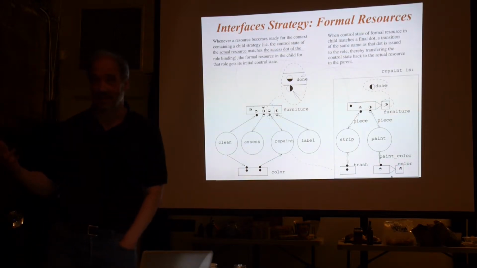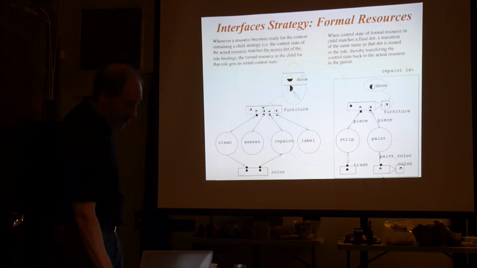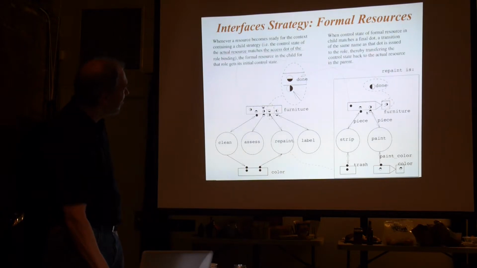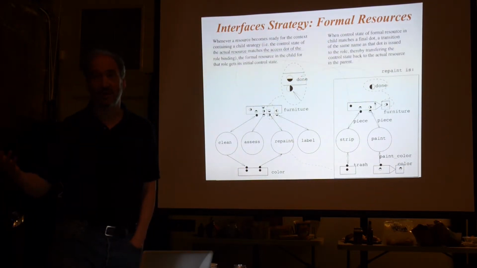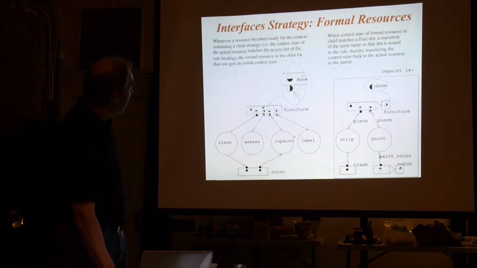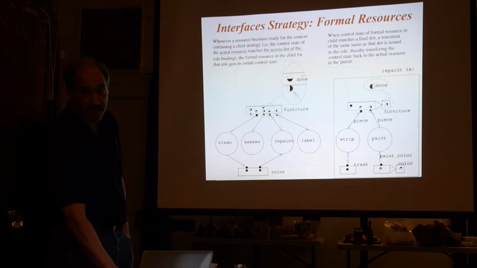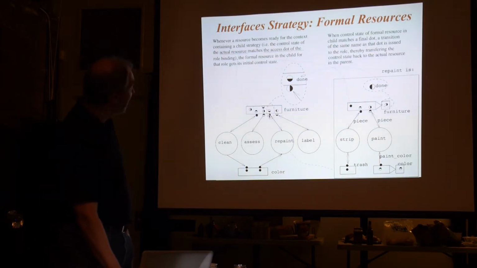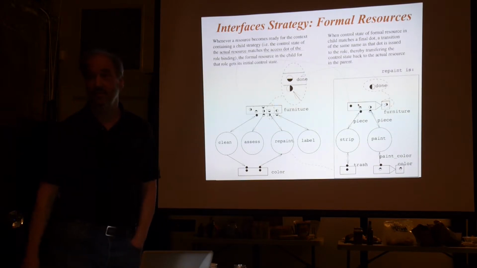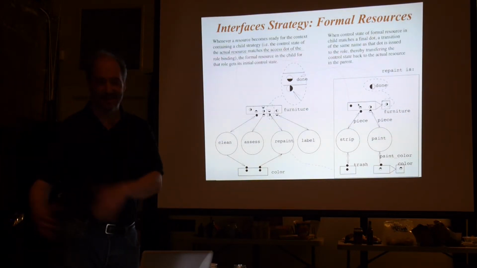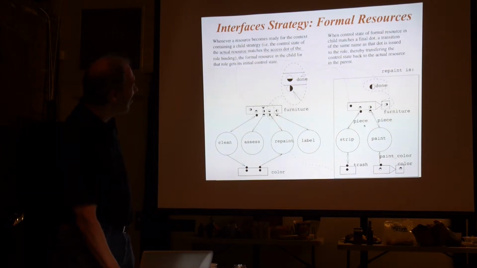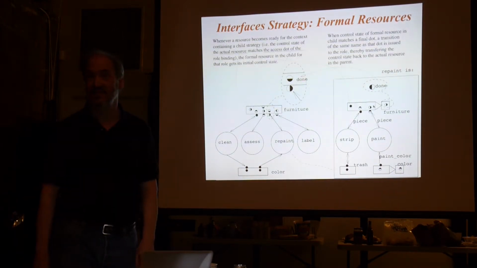Well, that's a little bit trickier. What happens there is that these formals do not have any control state starting off. But once this resource gets a control state that matches the access dot here, then suddenly this guy magically gets his initial control state. So suddenly the innards of this strategy can now start accessing this resource.